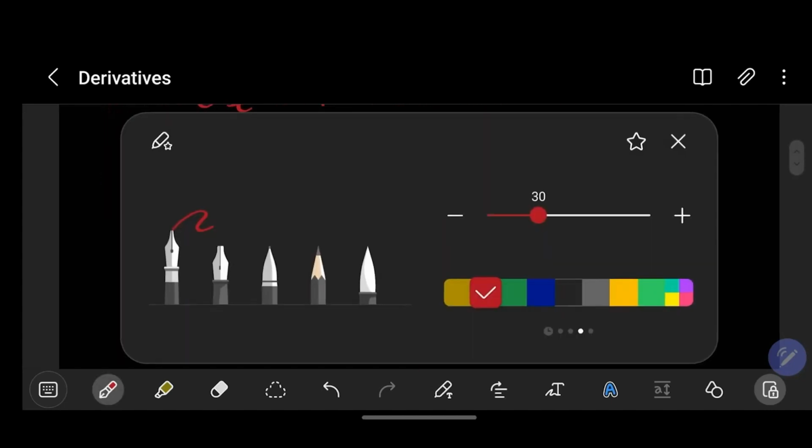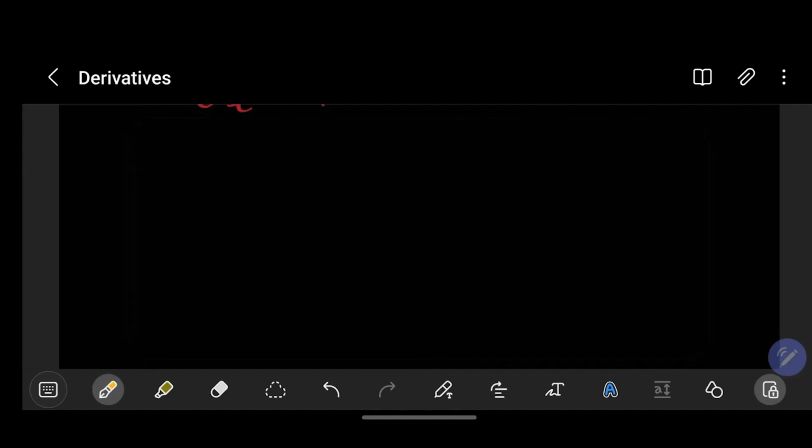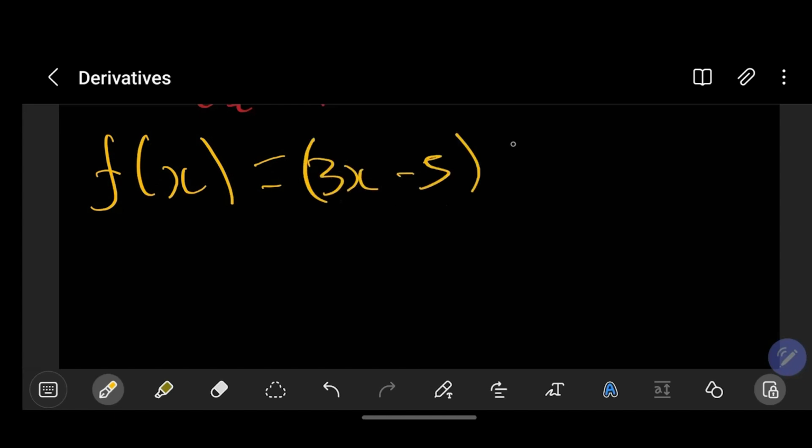So let's use another color. Let's say we use yellow, nice and bright. So let's say we have f of x is equal to (3x minus 5) all squared. So what do you think we do in this case, right? We need to get into a format we understand with the rules we've learned thus far.